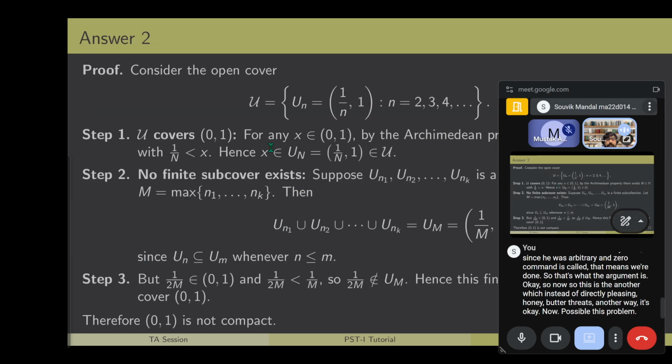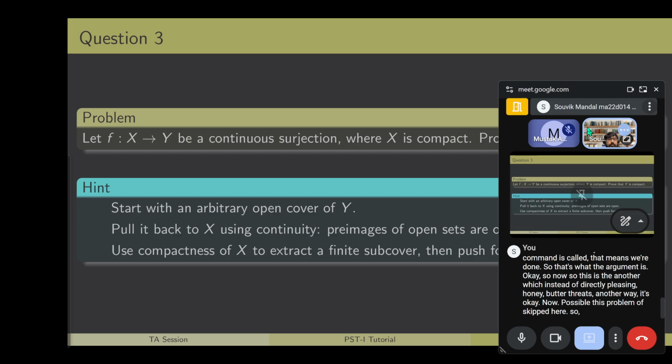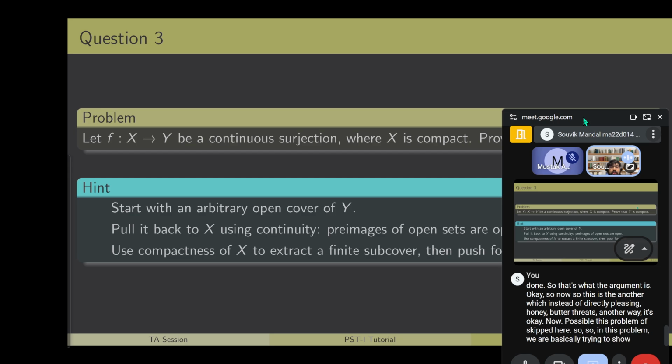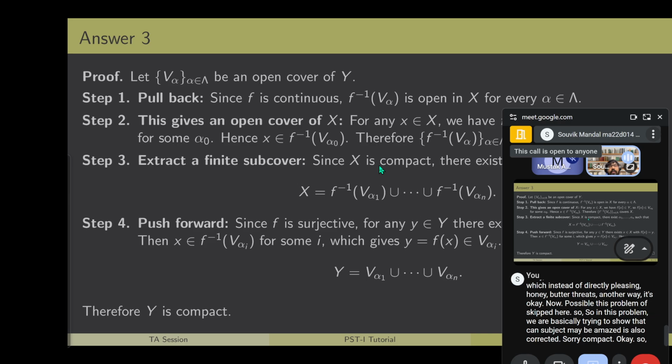Possibly this problem was also skipped here. In this problem, we are basically trying to show that the image under a surjective map is also compact. In the class, we have seen that this problem can be solved by using the compactness of the closed interval 0, 1. But from the definition also it can be solved. The solution is as follows.